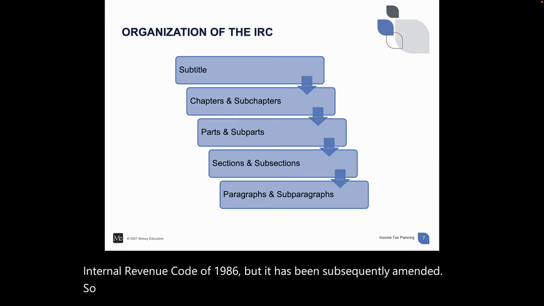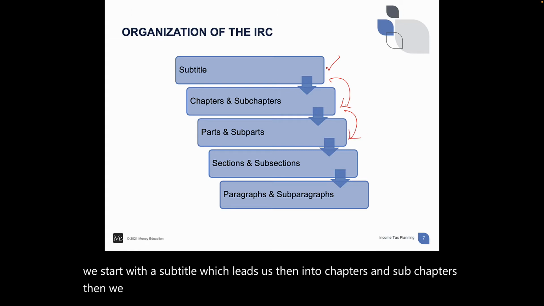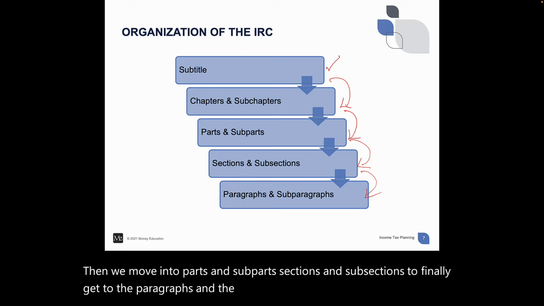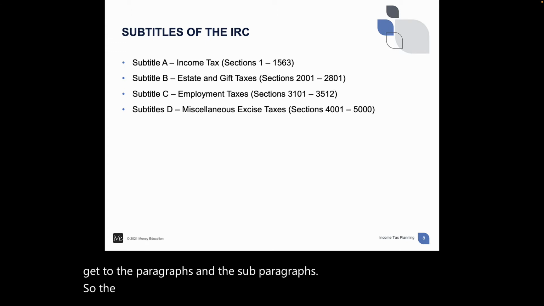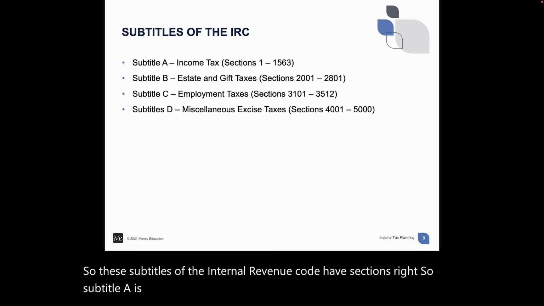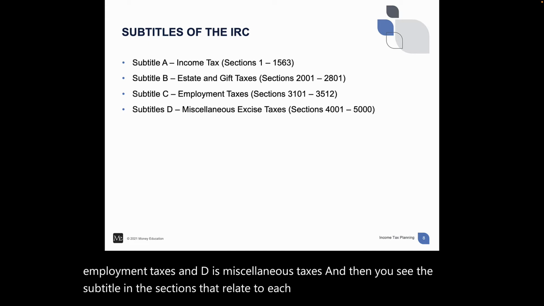So here, let's talk about the Internal Revenue Code and its organization. We start with a subtitle, which leads us into chapters and subchapters. Then we move into parts and subparts, sections and subsections, to finally get to the paragraphs and the subparagraphs. The subtitles of the Internal Revenue Code have sections. Subtitle A is about income taxes, B is estate and gift taxes, C is employment taxes, and D is miscellaneous taxes. And then you see the subtitle and the sections that relate to each one of those subtitles.